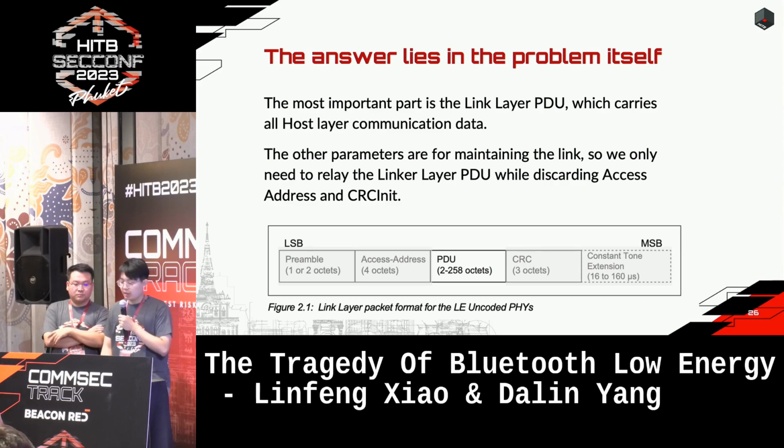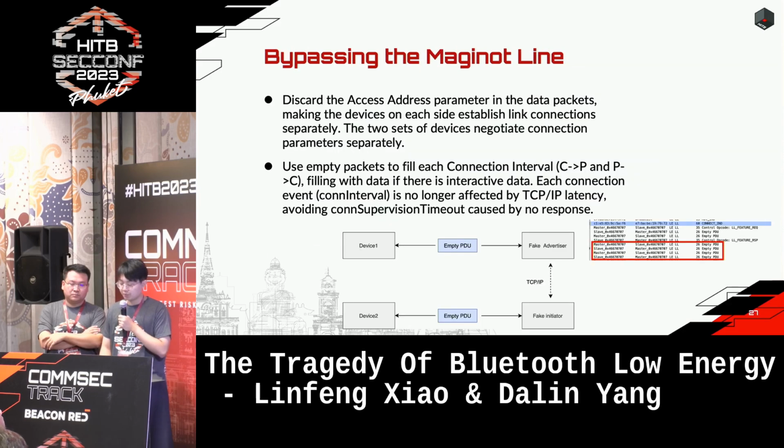The entire data structure represents everything BLE transmits on the physical channel, but the most important part is the link layer PDU, which carries all host layer communication data for BLE, and the other parameters are for maintaining the link. So we only need to deliver the link layer PDU, discarding the access address and CRC init.